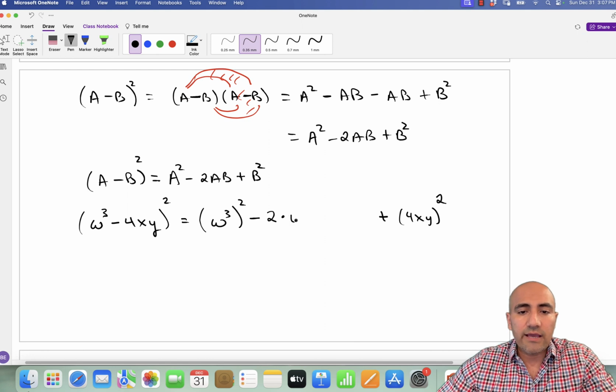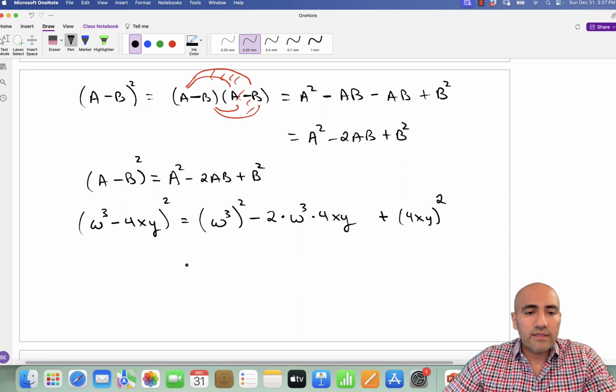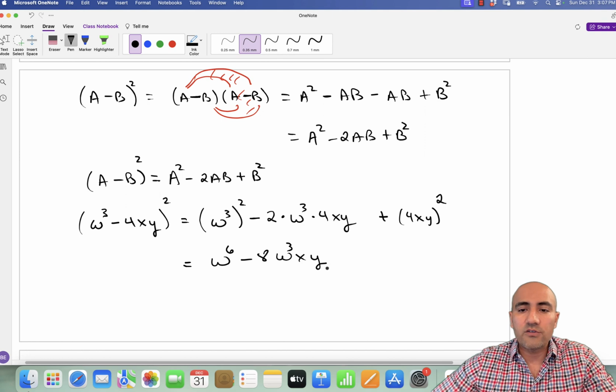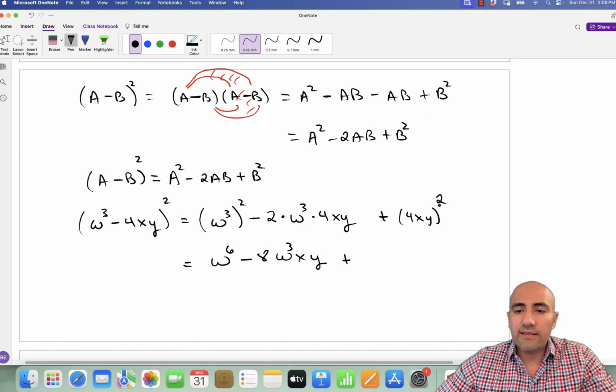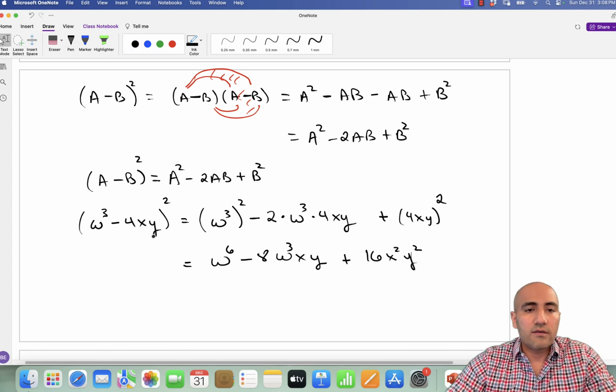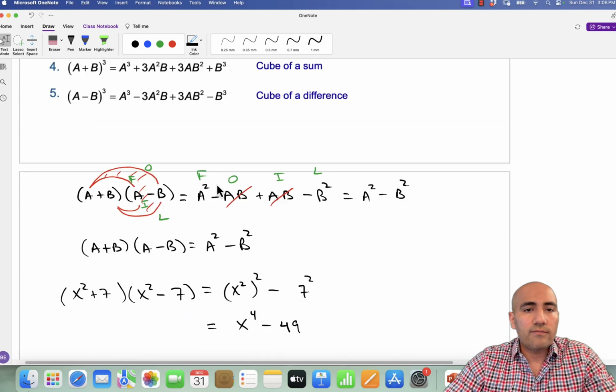So that would be 2 times w cubed times 4xy. Good, so then this simplifies to w to the 6th power minus 8w to the 3rd power xy. So that's 2 times 4 gives you 8, and then the other terms can't simplify, so we just bring them along. Plus, and now this becomes 16x squared y squared. Good, so it's just the pattern that we recognize. Let's go back to the table.